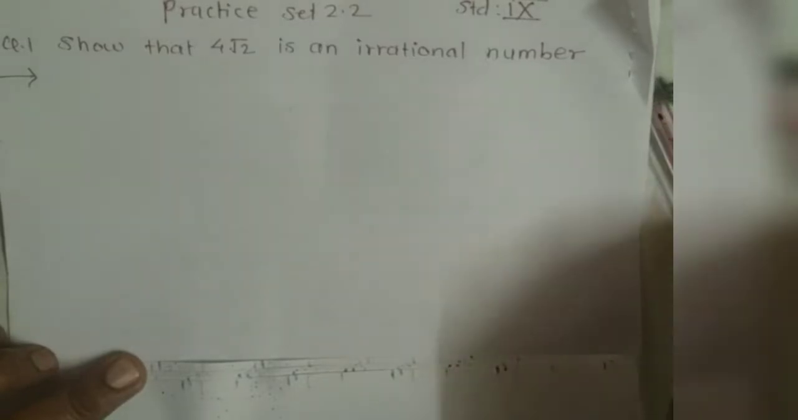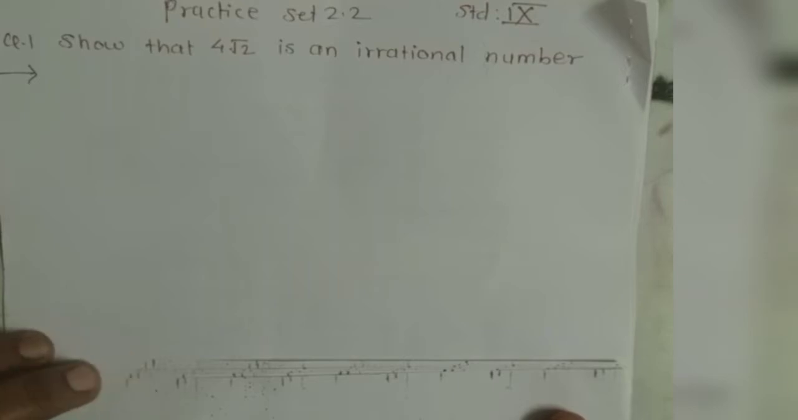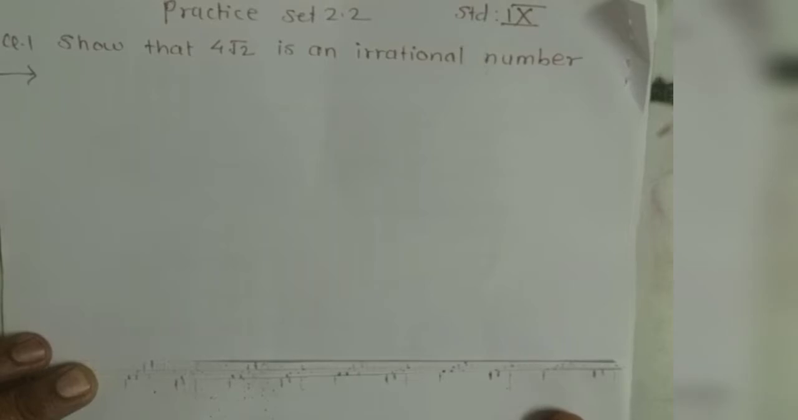The first question is, show that 4 root 2 is an irrational number. We already know the definition of irrational number, and this proof is given by the indirect proof. Here we have to show 4 root 2 is an irrational number. Then let us assume the opposite thing, that 4 root 2 is a rational number.